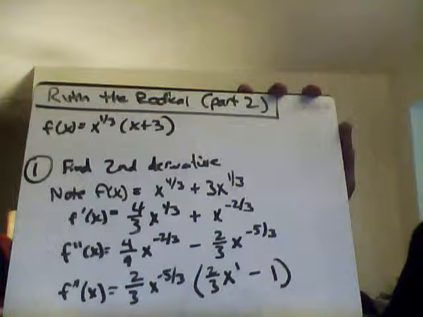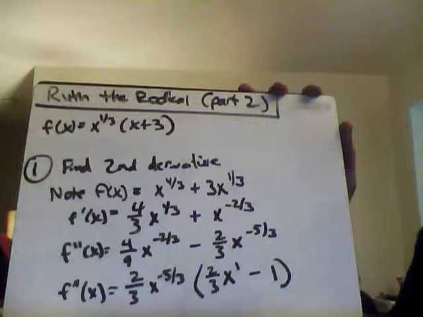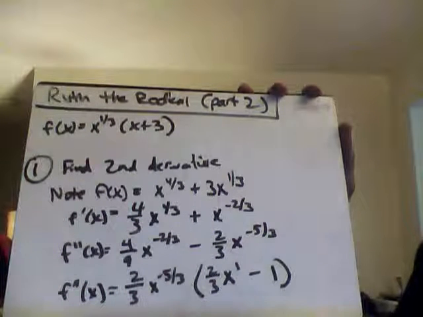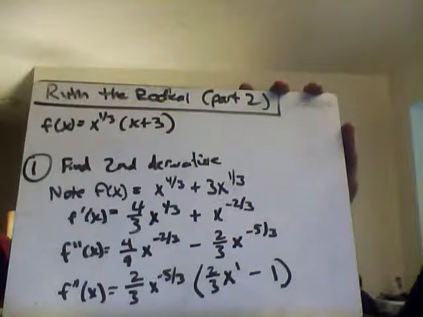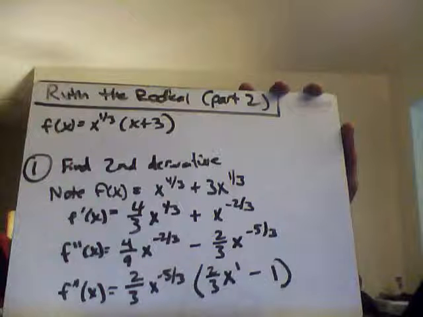Okay, our last example is Ruth the Radical. Ruth the Radical, we already figured out intervals of increasing and decreasing for this radical. Now we're going to figure out whether this radical is concave up or concave down and where those intervals occur. So we need to find the second derivative.